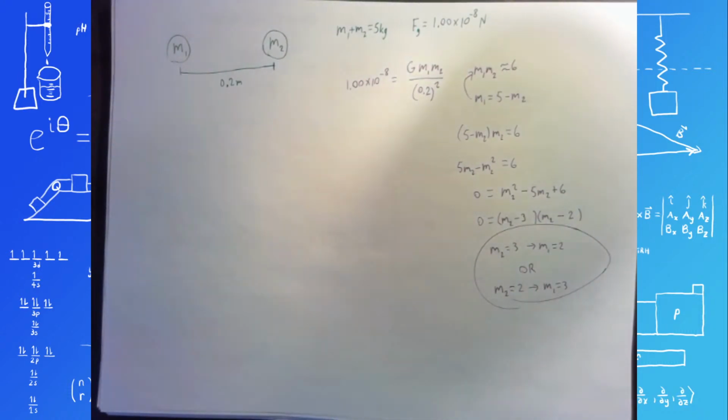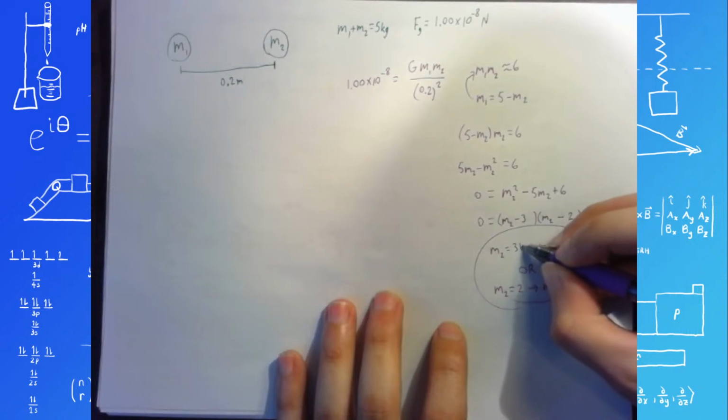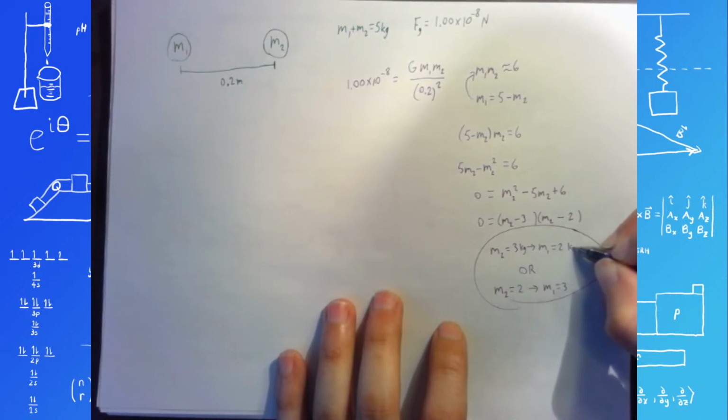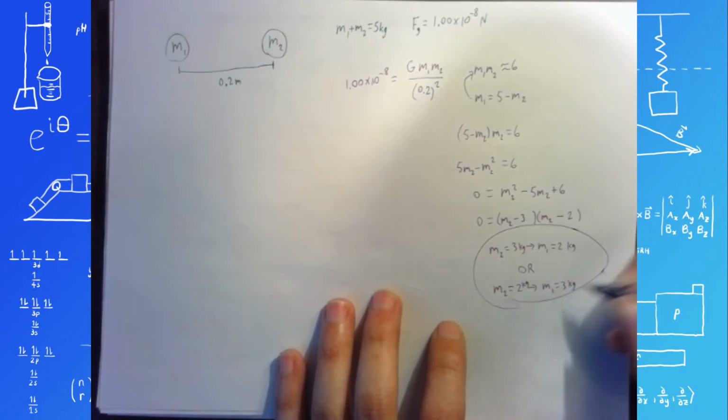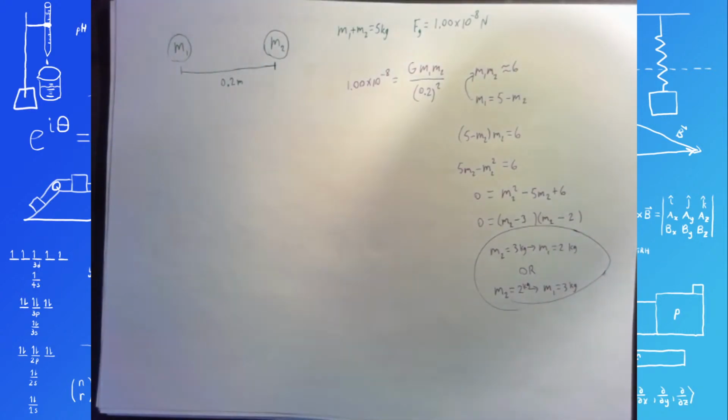One of the masses is 2 kilograms, the other is 3 kilograms. And let me include the units in my final answer, because you do lose points for forgetting to include units if the problem is of such type where you'd be expected to know the units.